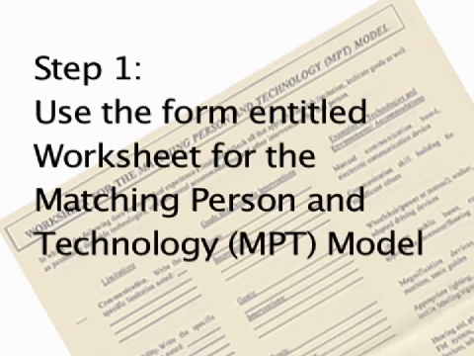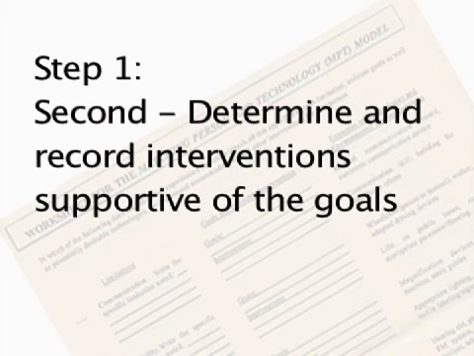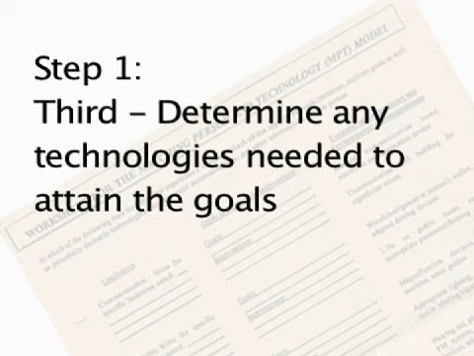When using the MPT instruments, follow these initial steps. Step 1. Use the form entitled Worksheet for the Matching Person and Technology Model to determine which technologies are potentially useful for the individual. First, write down the initial goals that you and the user have established together, including possible alternative goals. Second, determine and record the interventions supportive of the goals. Third, determine any technologies needed to support the attainment of the goals.